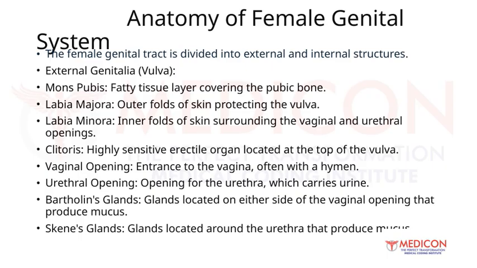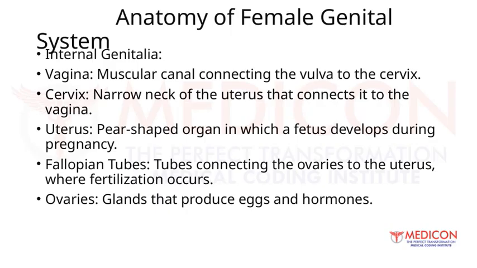sensation, and overall well-being. Let's take a closer look at the internal female genital system. First, we have the vagina, which is a muscular canal that connects the external vulva to the cervix. It's an important passageway for menstruation, intercourse, and childbirth.